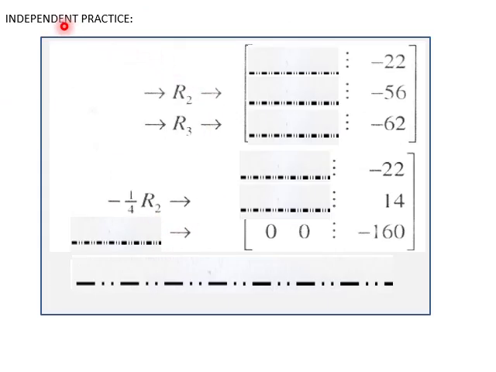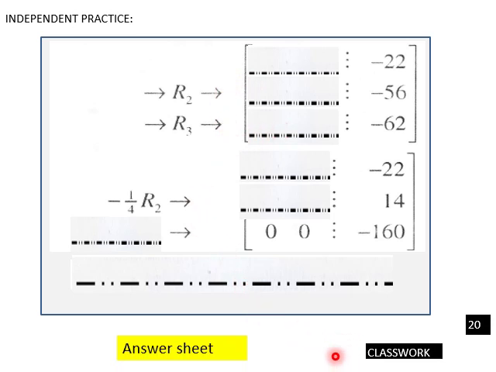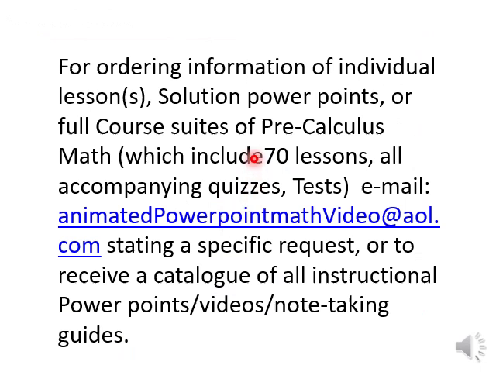And let me go back here to your independent practice. Students, I want you to finish this on your own. And this is your answer sheet. This is 4 points here for back here. And that is your 7.4 part 2 of pre-calculus math classwork sheet.